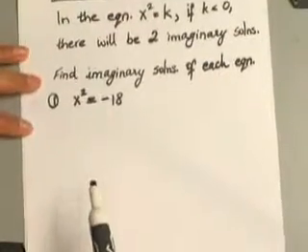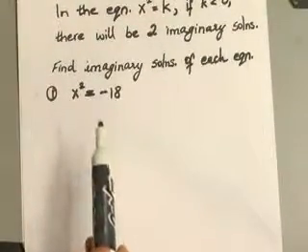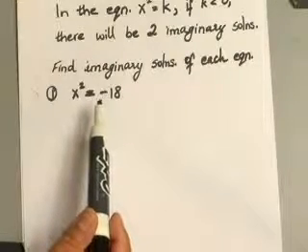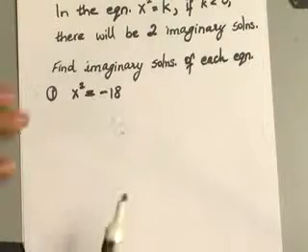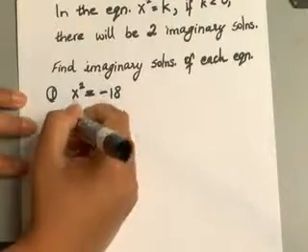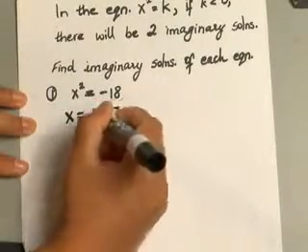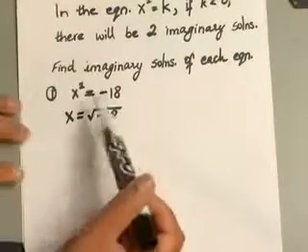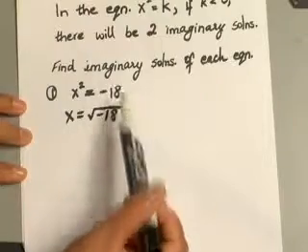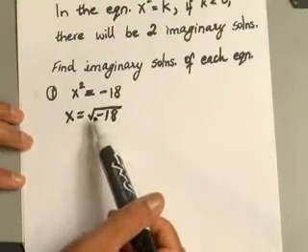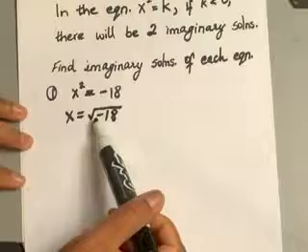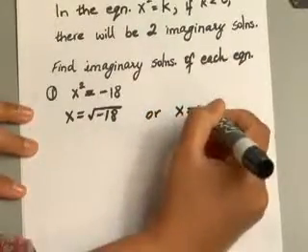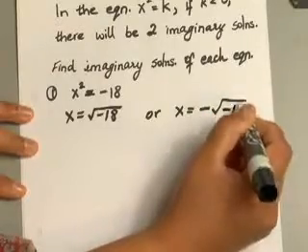So we're looking at this example here. You have x squared equals negative 18. So you can see how this value is going to be different. Now when you apply your square root property, you end up with x equals square root of negative 18. You have to take the negative inside the radical because you take square roots of the whole thing. So you cannot leave the negative outside. And of course you will also have x equals negative square root of negative 18.